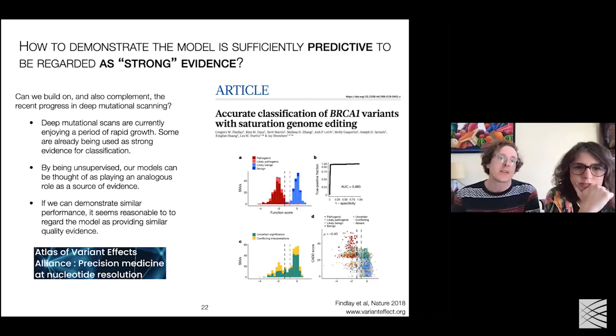So the basic reasoning we take is that, well, this field is seeing really rapid investment because there's a great hope of this being used as a widespread source of strong evidence. So if we can demonstrate comparable performance, then it stands to reason that we're bringing an additional, equally good quality source of evidence to this problem.